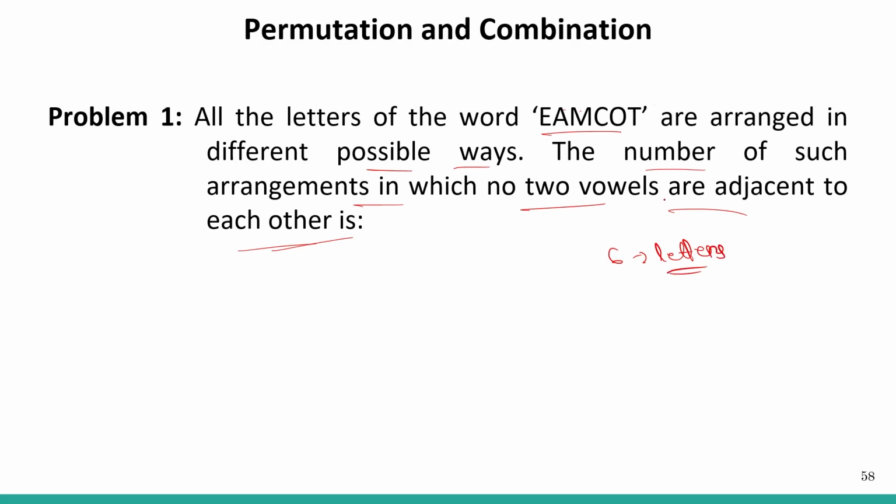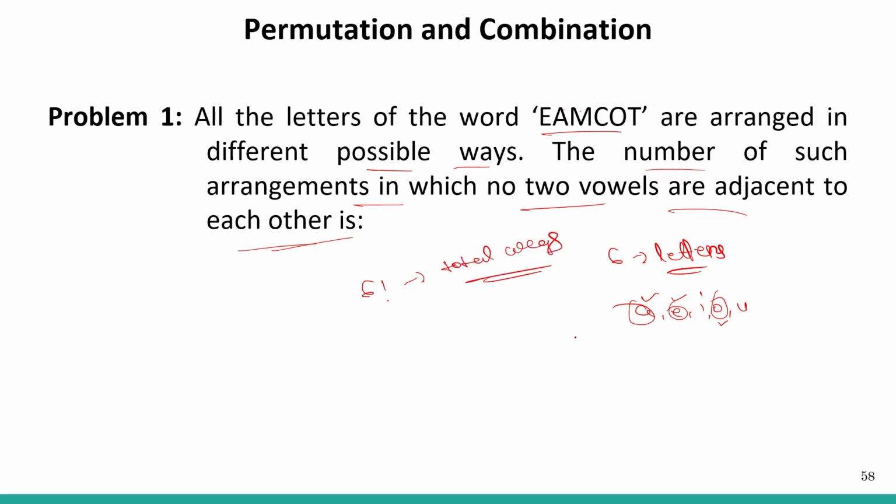What we want to know is the number of arrangements in which no two vowels are adjacent to each other. Let's see how many vowels are there: A, E, I, O, U. These are the 5 vowels, right? Among these, A is here and E is here, and I is not here. O is here, right? So only 3 vowels are there in this word. Let's see in how many ways this whole thing can be arranged. It can be arranged in 6 factorial ways, because there are 6 letters.